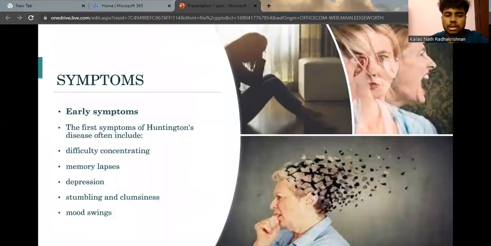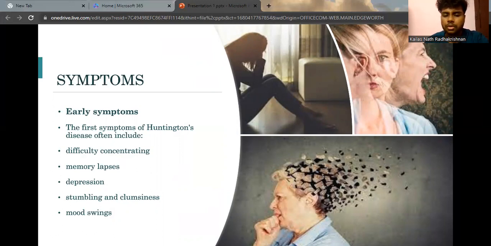Now, very important section, symptoms of Huntington disease. The symptoms usually start at 30 to 50 years of age, but can begin earlier than this, like in juvenile Huntington disease, in which the symptoms may occur at the age of 10 years. Once they start, the symptoms usually get gradually worse.